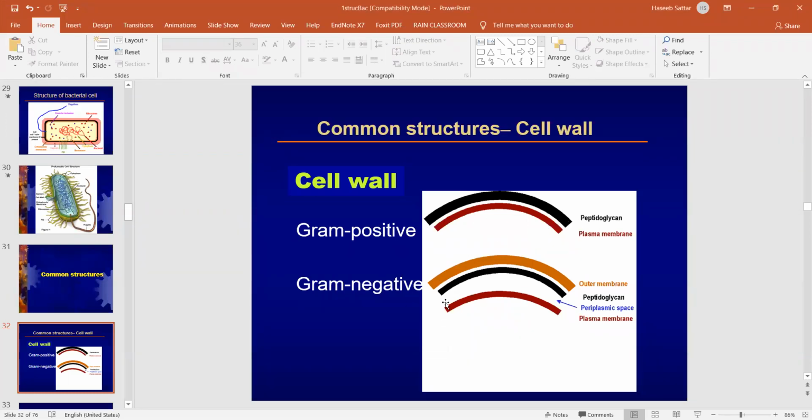So gram positive and gram negative both have the cell wall, but the difference is that the gram positive cell wall is multi-layer and thick, while the cell wall of a gram negative is single layer and thin.